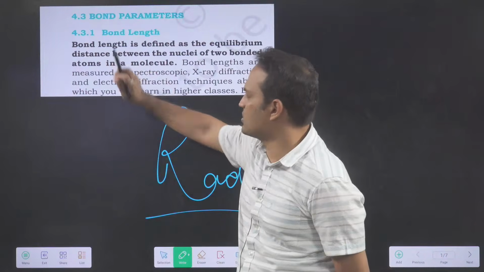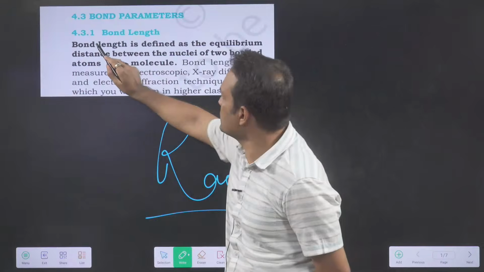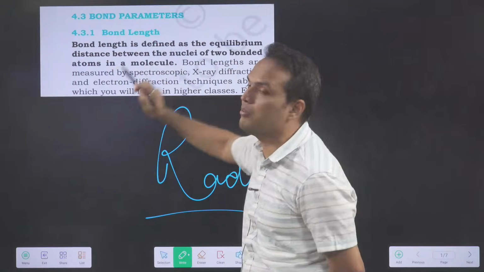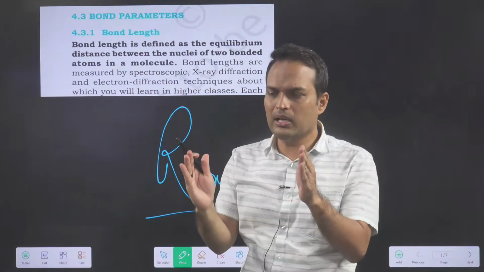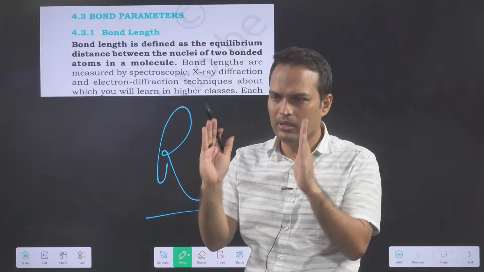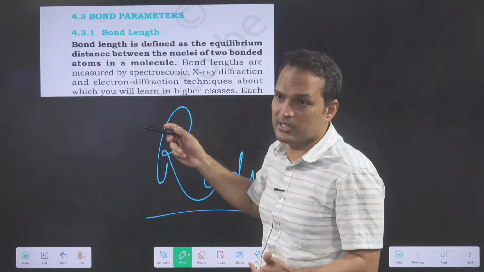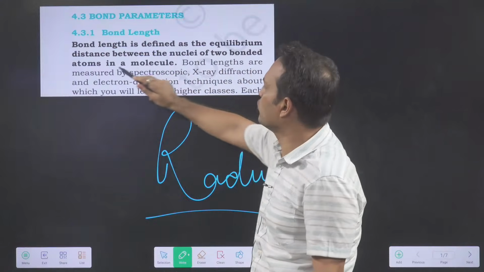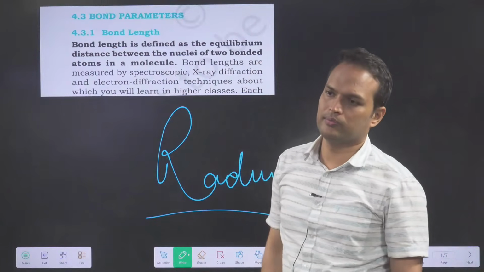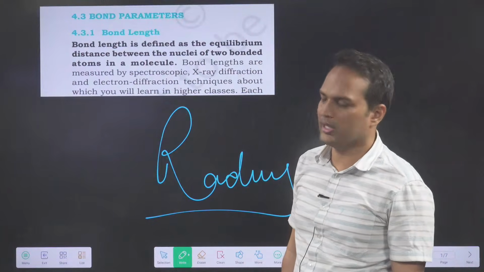Now see what they are saying, the definition. Bond length is defined as the equilibrium distance, the internuclear distance I told you, between the nuclei of two bonded atoms in a molecule. Clear? So this we are knowing now.